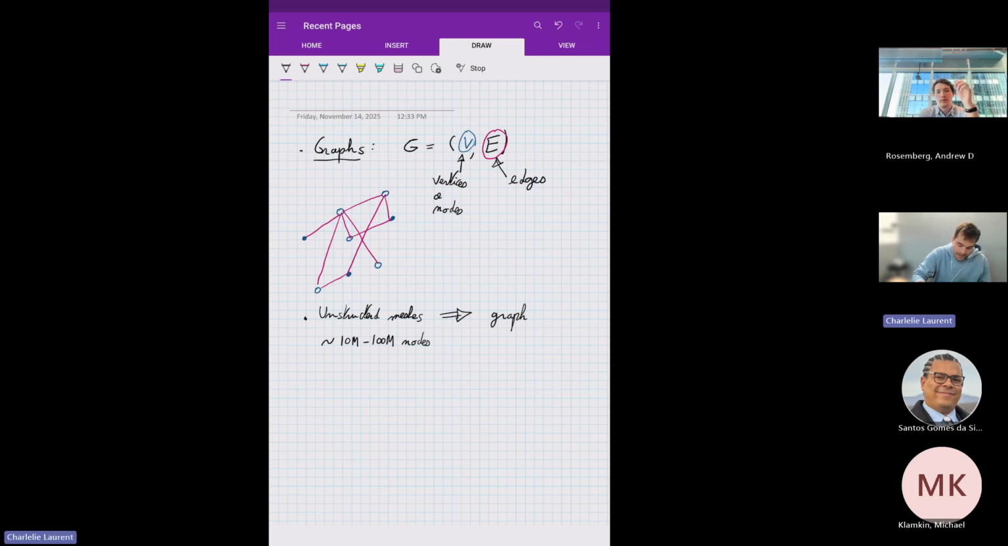And the way to handle graphs in terms of data modality with machine learning is to use graph neural networks, right? GNNs. And the difficulty there is that it's difficult to scale to so many nodes using GNNs.